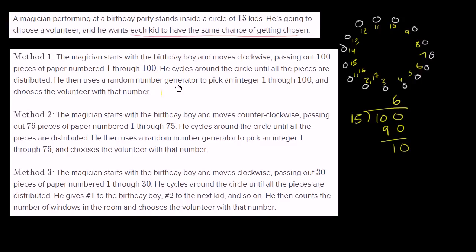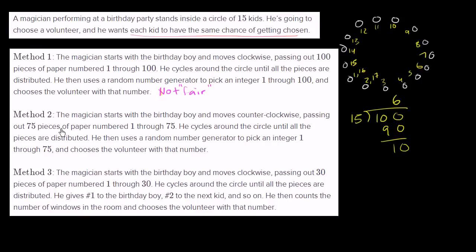Let me write this down. Not fair. Sometimes life isn't fair, but in this case, it's not fair, where we define fair as the same chance of getting chosen. And that's because they all have different numbers of pieces of paper. All of the students are not equally likely to get picked.